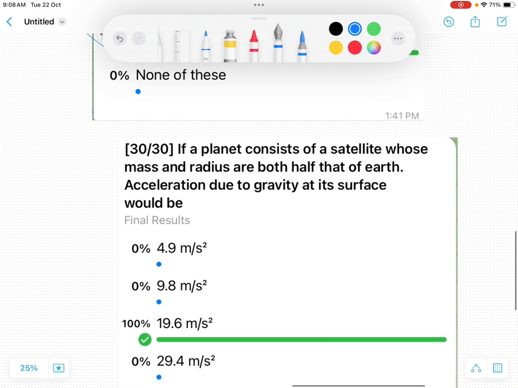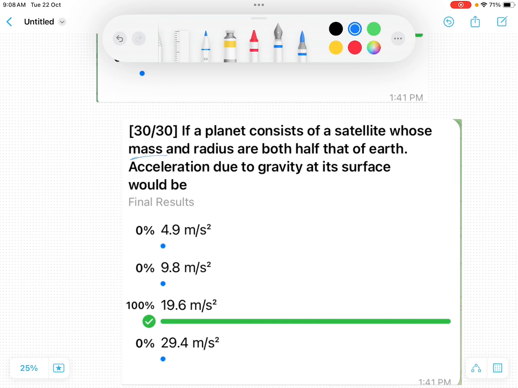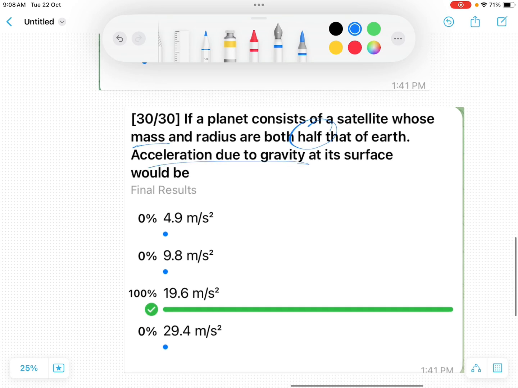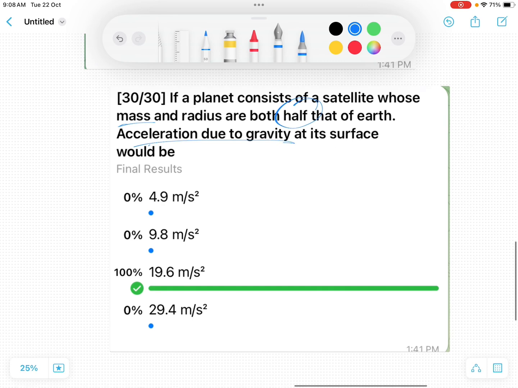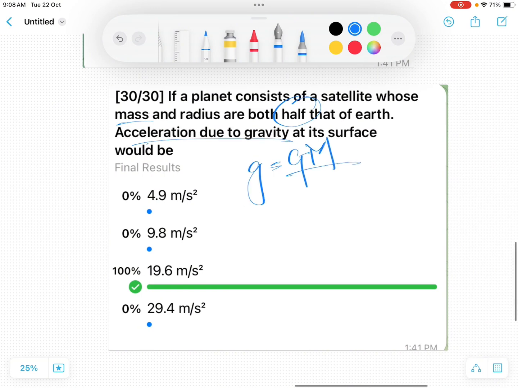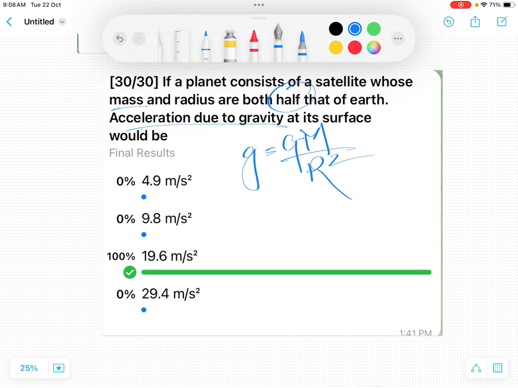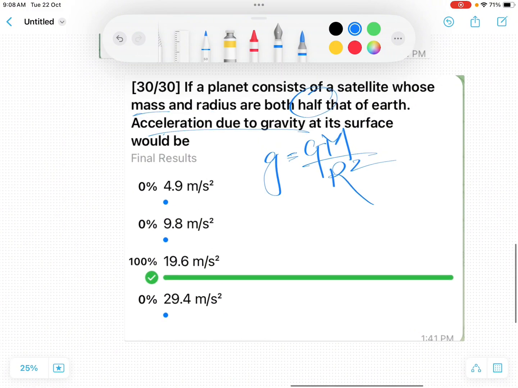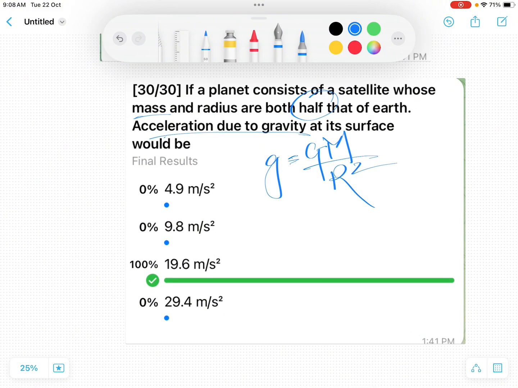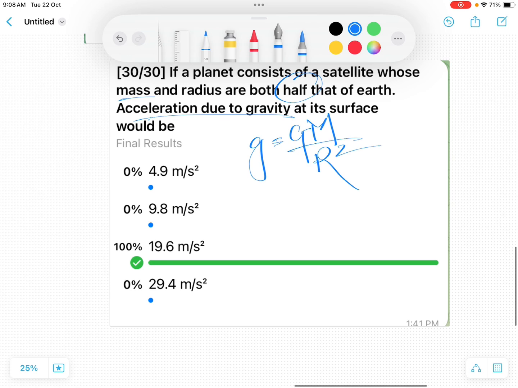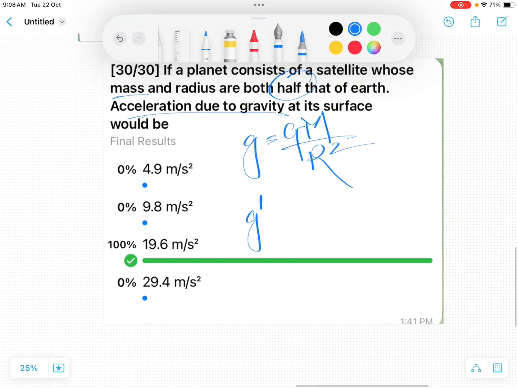Now, if the planet consists of satellites whose mass and radius both are half of the planet's, what is the acceleration due to gravity? This is also already discussed many times. We know g, small g, which is acceleration due to gravity, equals capital G, the universal gravitational constant, into the mass of the planet or whatever the body is, upon r square. The question says the mass and radius are both half. So what happens to the new acceleration due to gravity, denoted as g dash, when we halve the mass and radius?